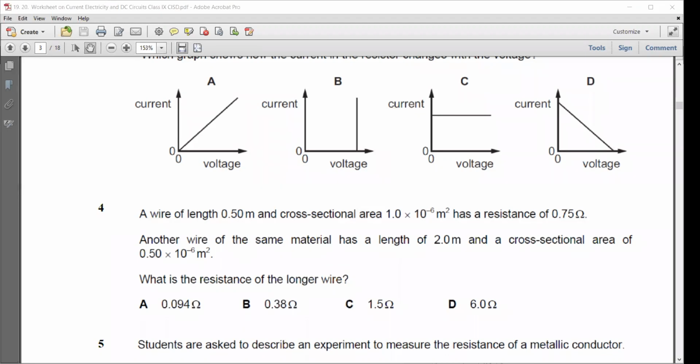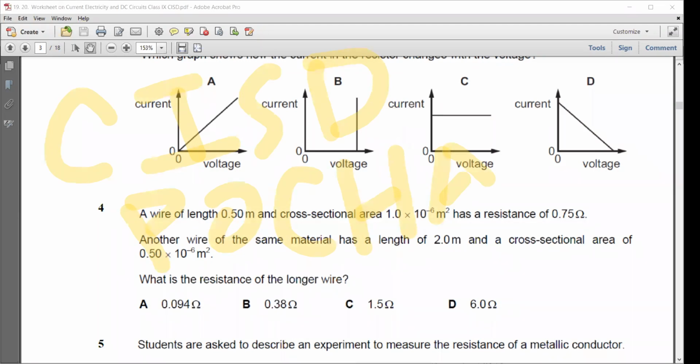R equals rho L by A. Rho is resistivity, L is length, A is cross-sectional area, right? L divided by A. Rho is resistivity. It's a new term, related to resistance, length, and cross-sectional area.